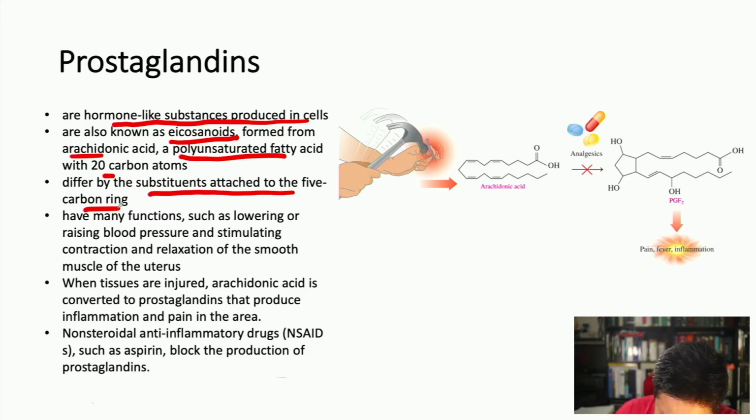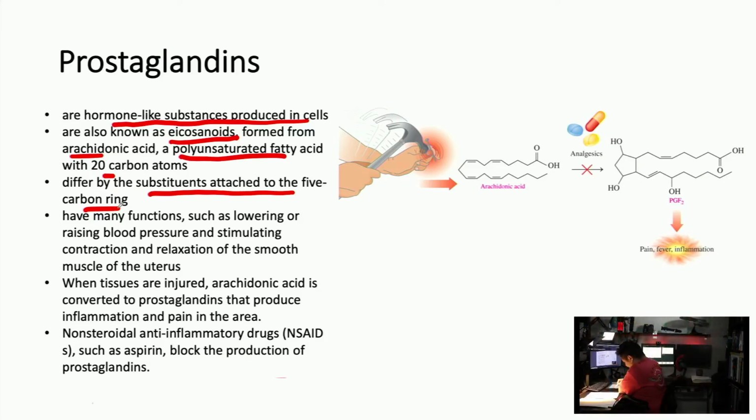It differs from arachidonic acid by the substituents attached to the 5-carbon ring, right? So here's your arachidonic acid, and here's your prostaglandin, right?